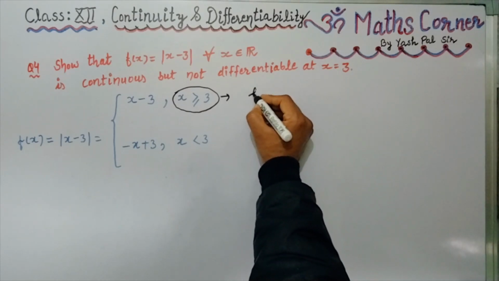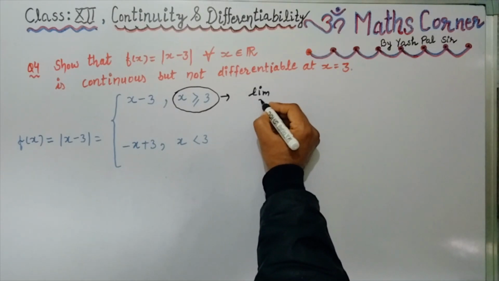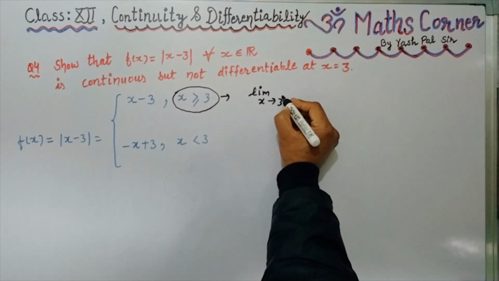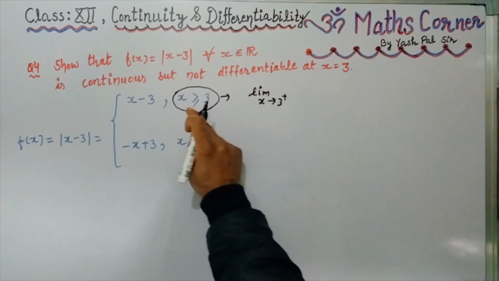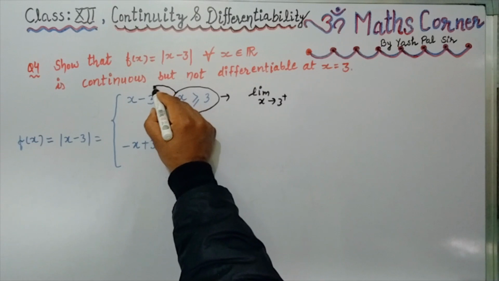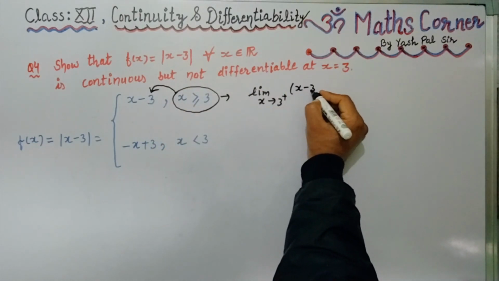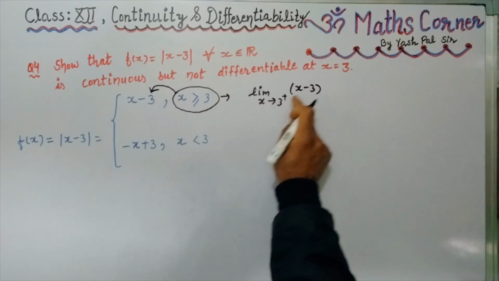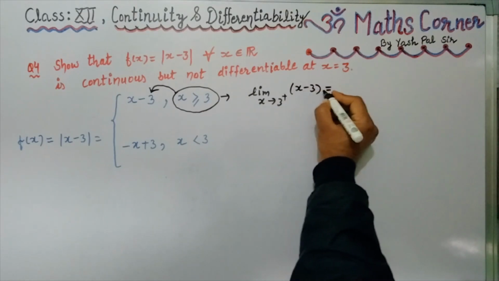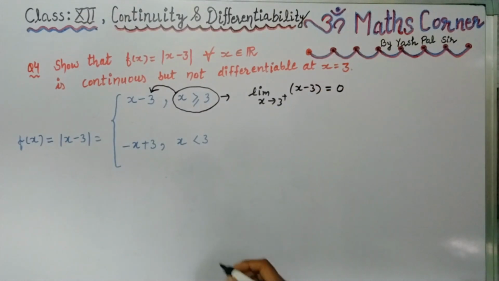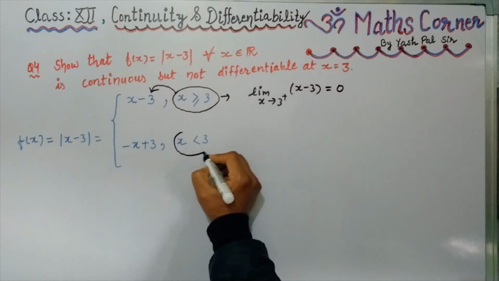For x greater than 3, we find the right-handed limit. The limit as x approaches 3 plus of the function, where the function is x minus 3. So we write x minus 3. Now we put x equal to 3. The value is 3 minus 3, which is 0.